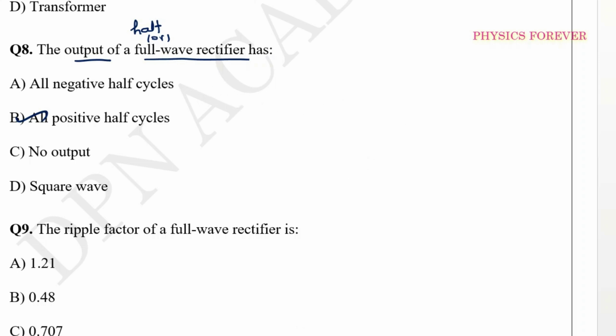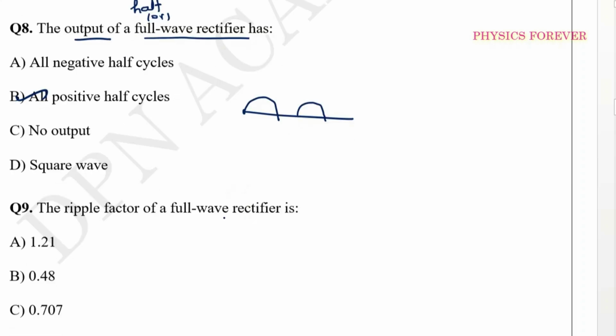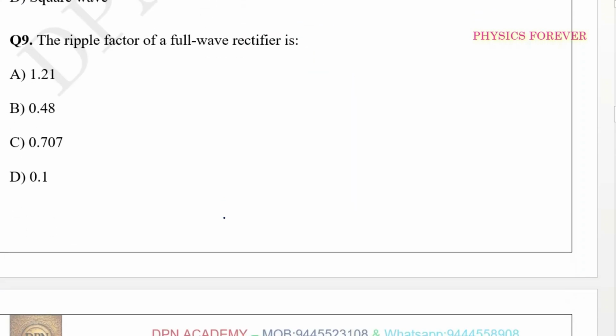Okay, so like this, only all positive cycles. So most important, the ripple factor of full wave rectifier.